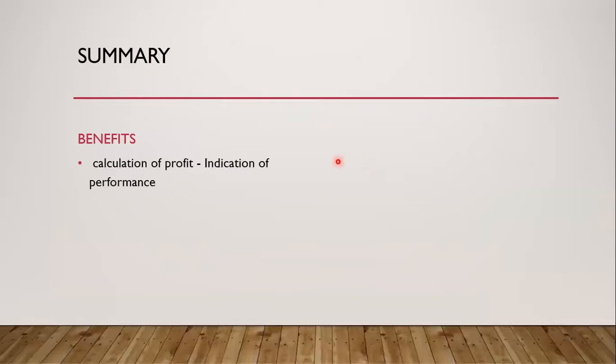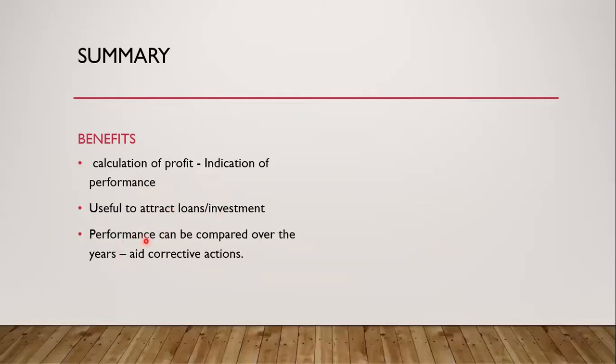The summary is, number one, benefits: we can start with the calculation of profits. It's an indication of performance. Why is an indication of performance necessary? Because sometimes we want to attract loans, we want to attract investments, and in certain cases, we need to take corrective actions. This allows comparison.